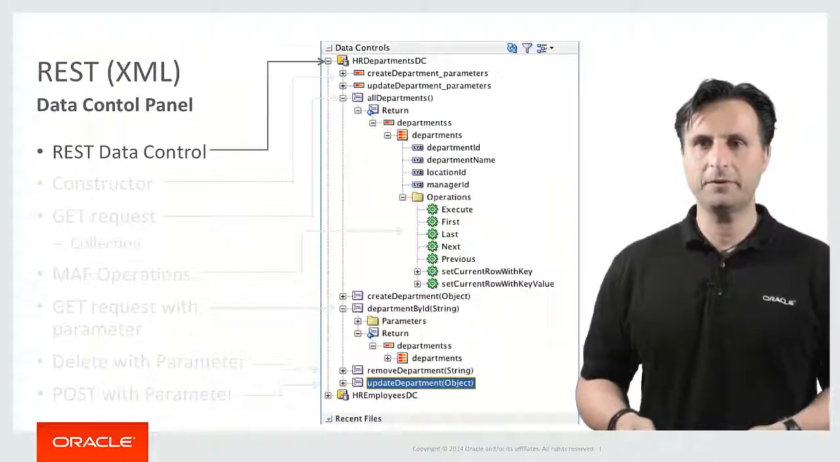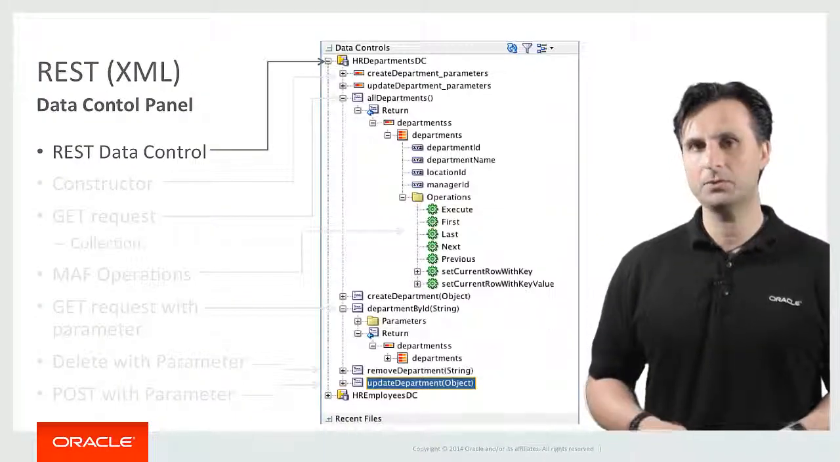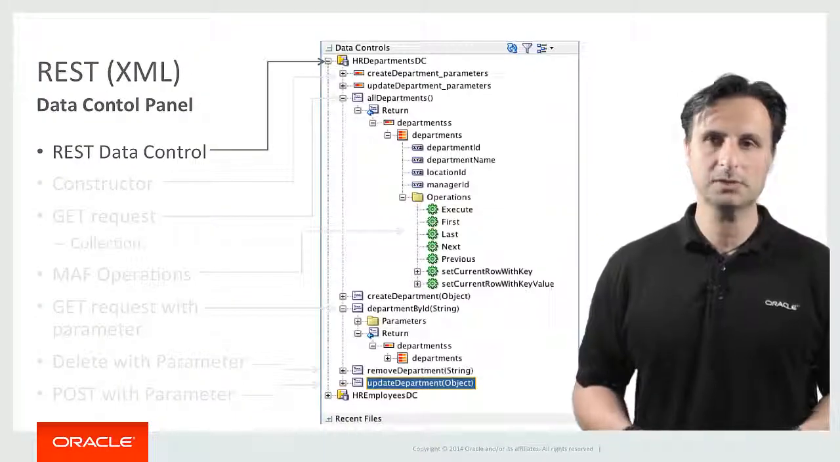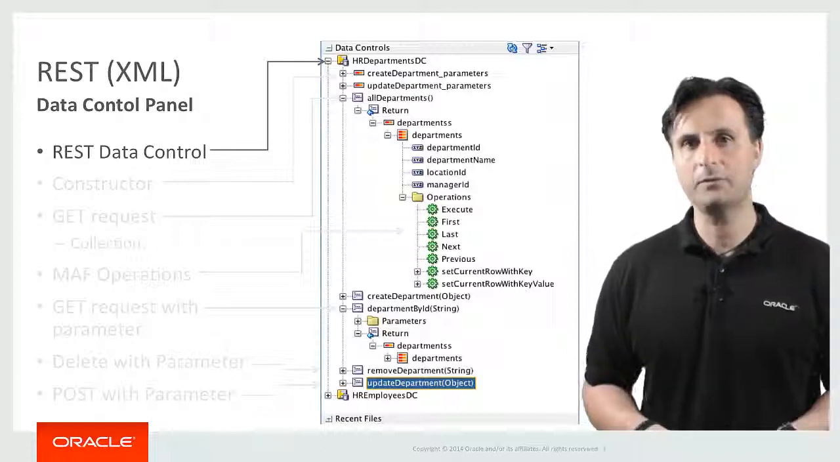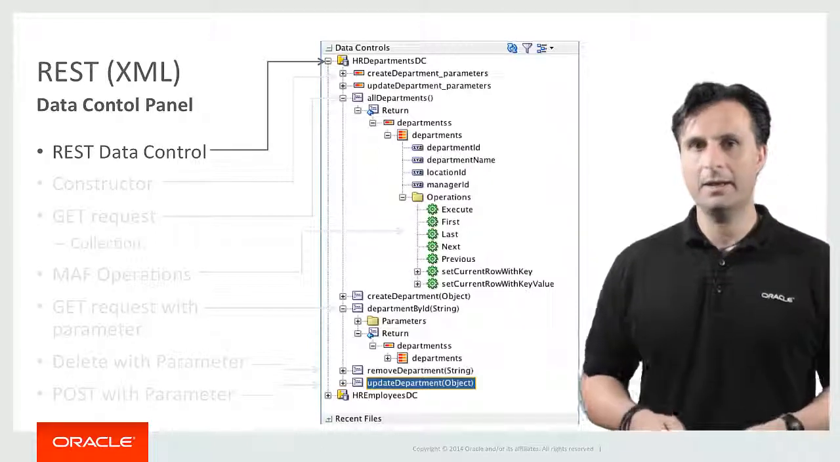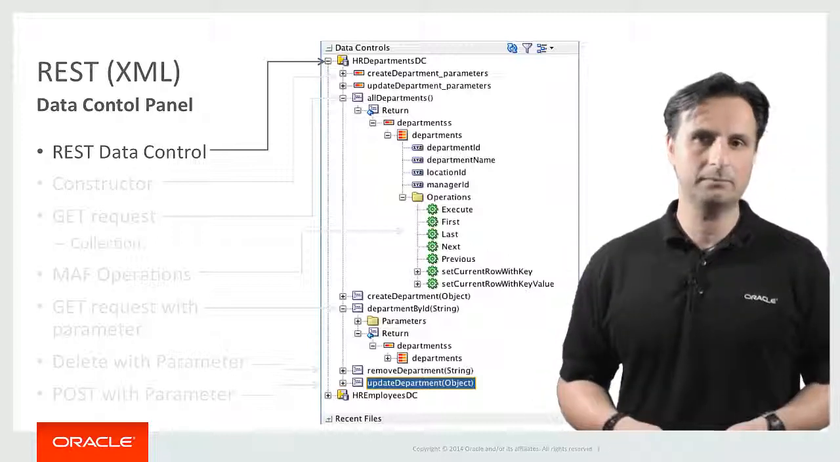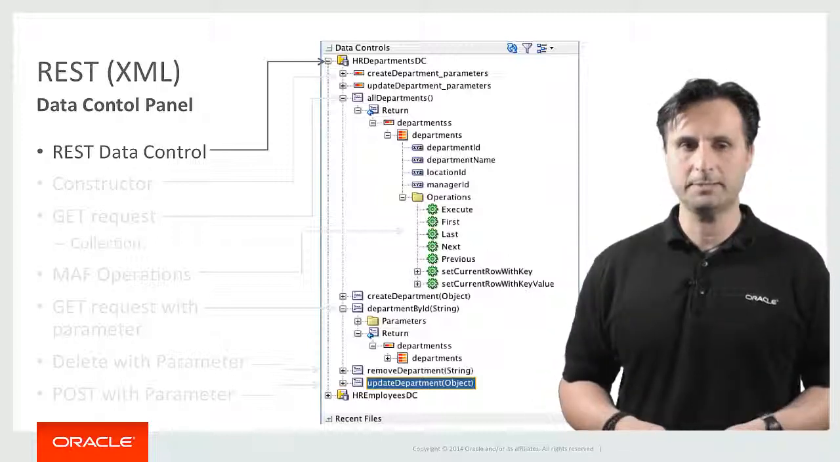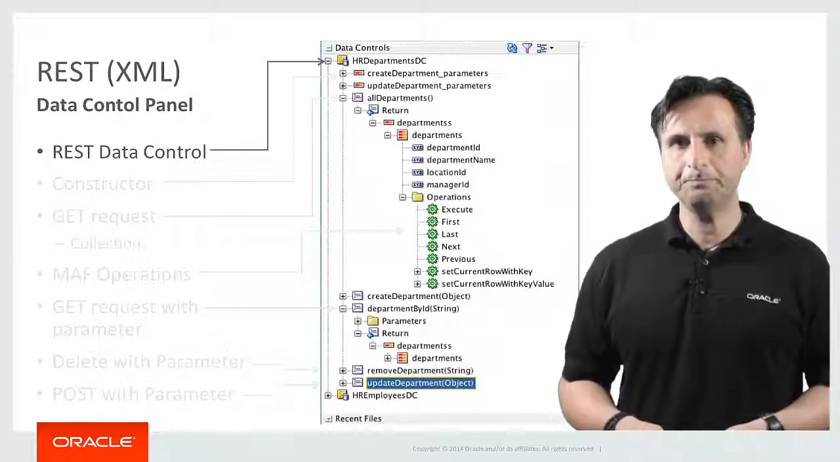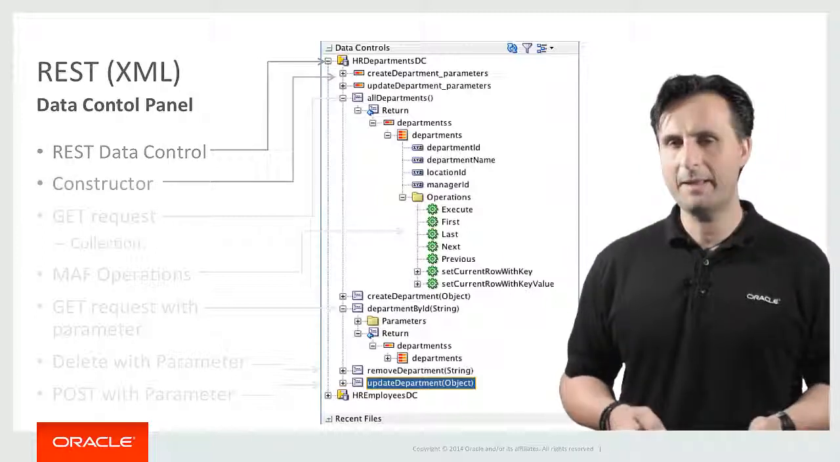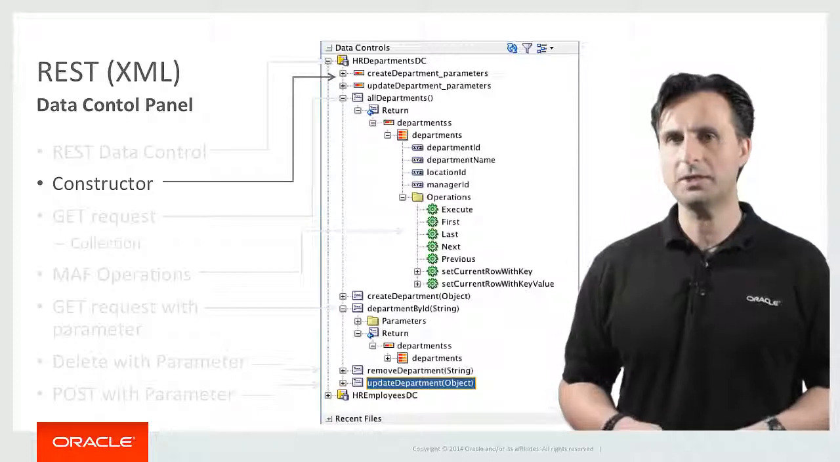So we talked about the different elements that we have within the data control panel when I talked about data controls. If you missed that, just go back a few episodes and you will see that. Now, the REST data control starts off with a data control container. So that's the name that you provide. But then it also has constructors. I mentioned briefly constructors when I talked about data controls.